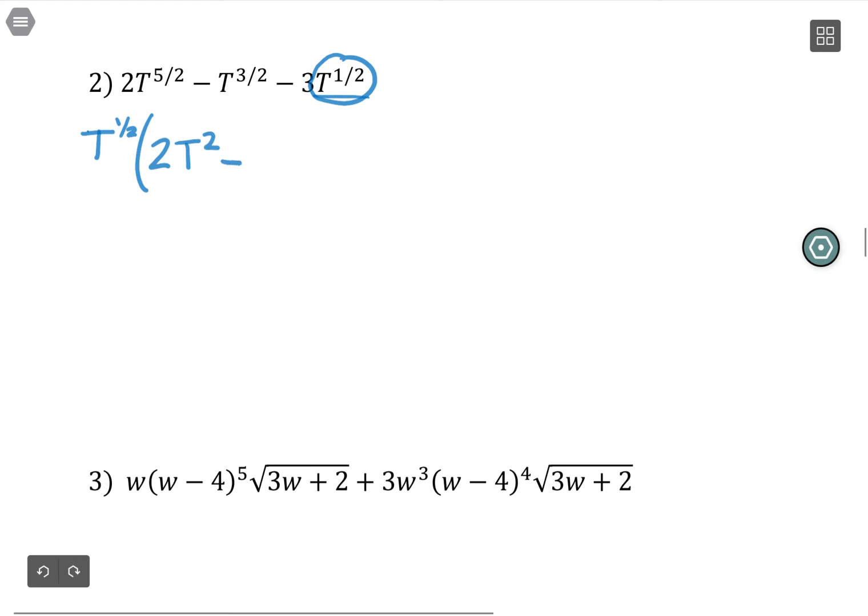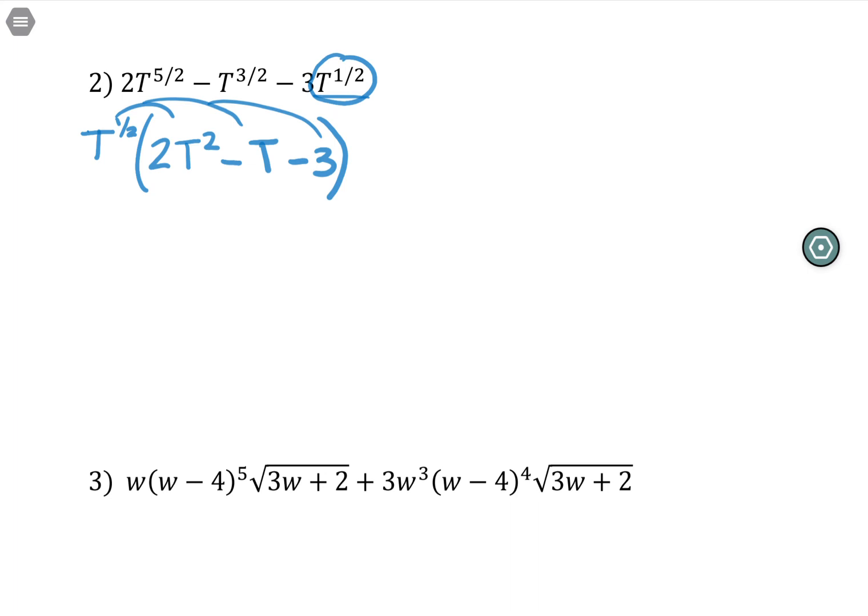3/2 minus 1/2 is 2/2, which is a nice even t. And 1/2 minus 1/2 gives us t to the 0, which is just 1. Again, if you aren't fully sure, distribute and make sure you get back where you started.